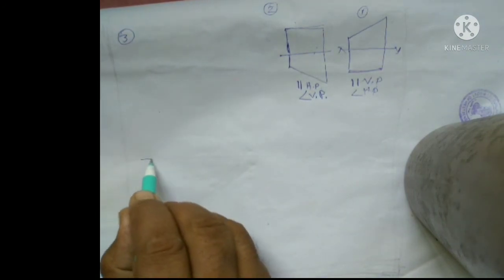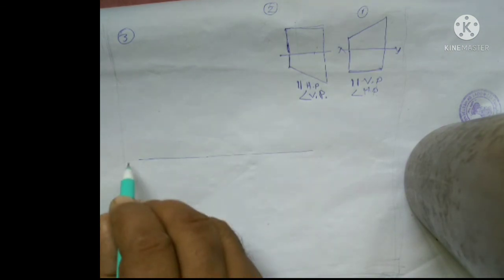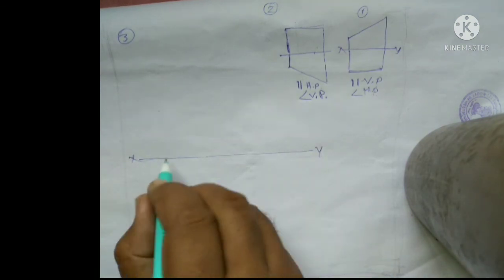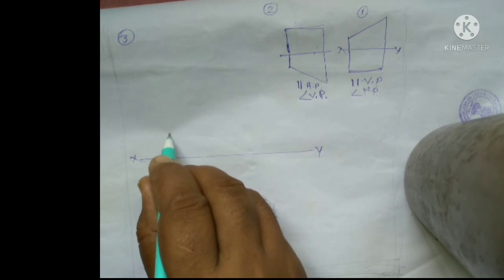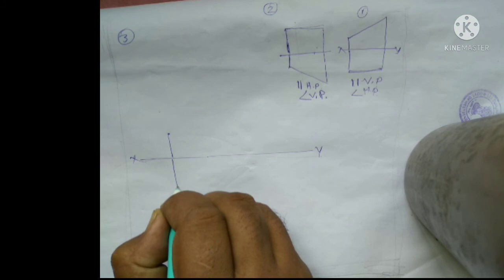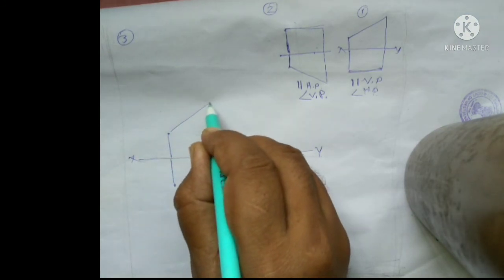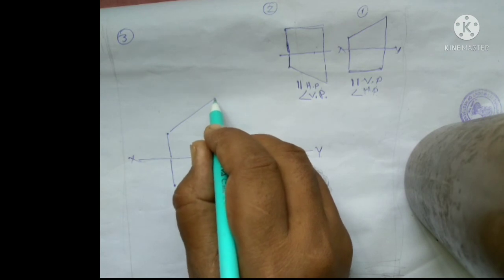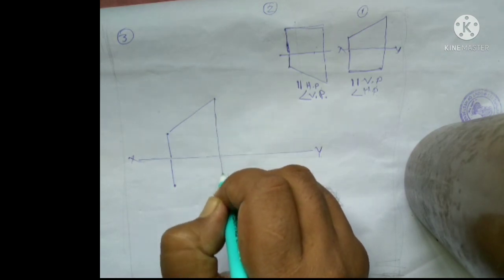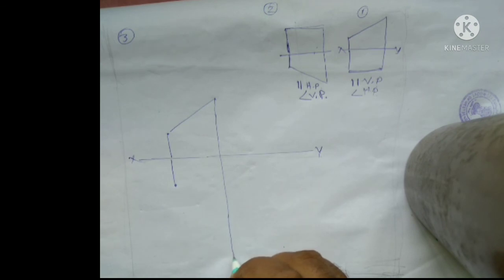In the third case, first draw the intersecting line XY between the two planes. Then locate the point above the HP and in front of VP. Then draw the front view. From there, draw the projection line and draw the top view.